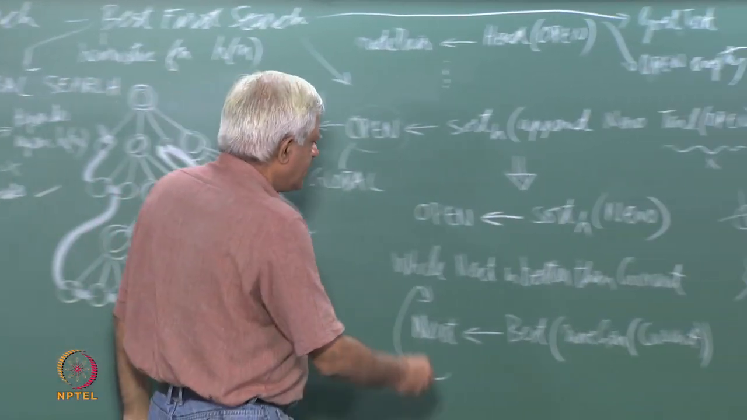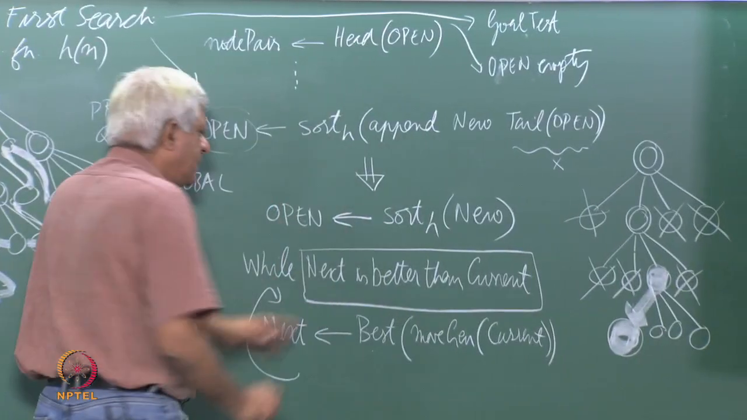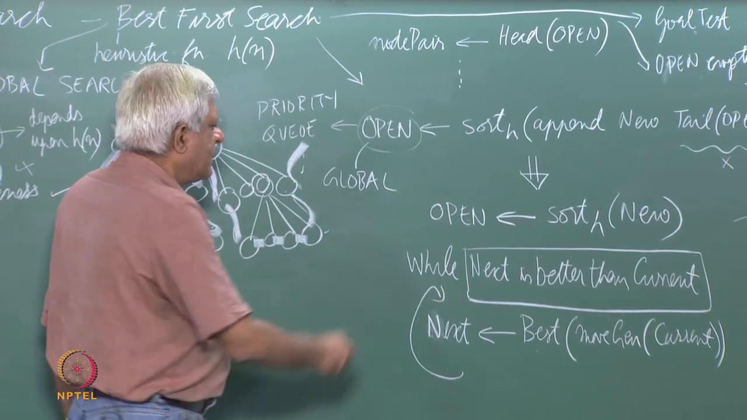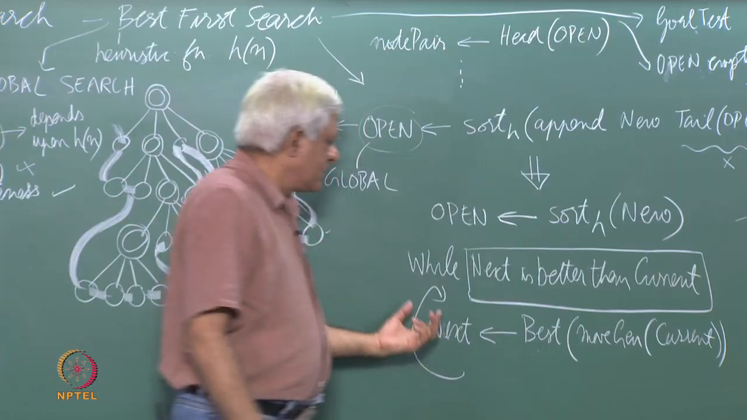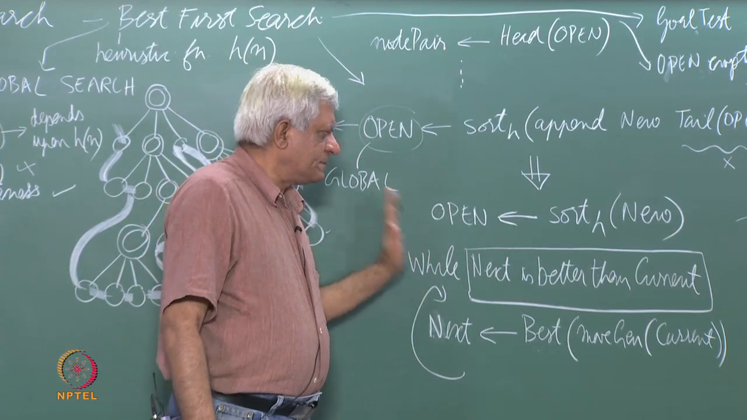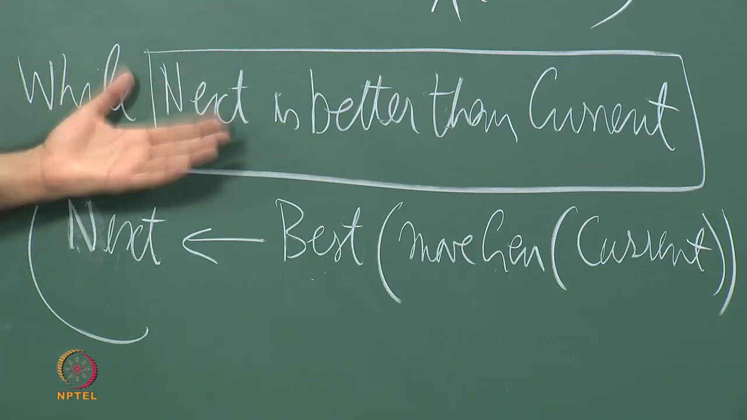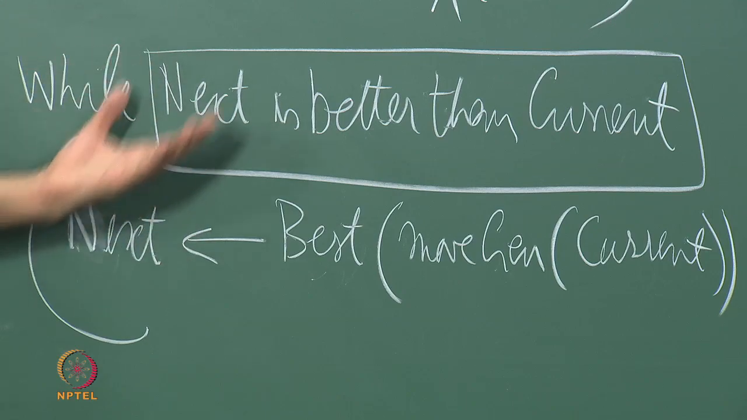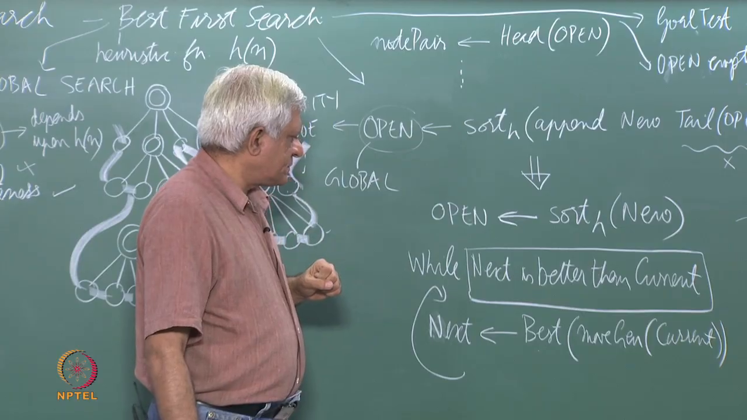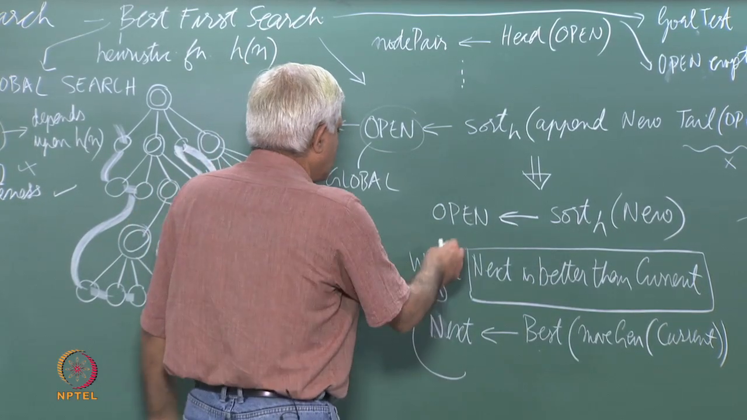Now, we have this criteria while next is better than current. So, what do we mean by better than? In the case of the heuristic function that we were talking about, it simply means the heuristic value of next is better than the heuristic value of current, and if the heuristic value of the goal is 0, then it should be lower than the value of the current node essentially. So, we have changed the termination criteria essentially, and we have converted this into an optimization problem.